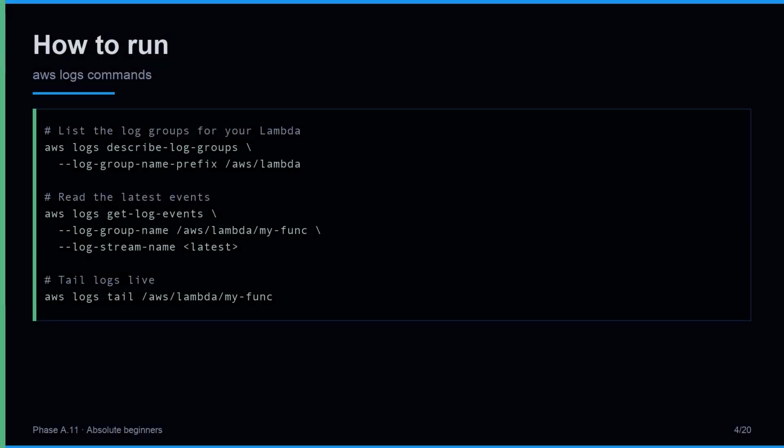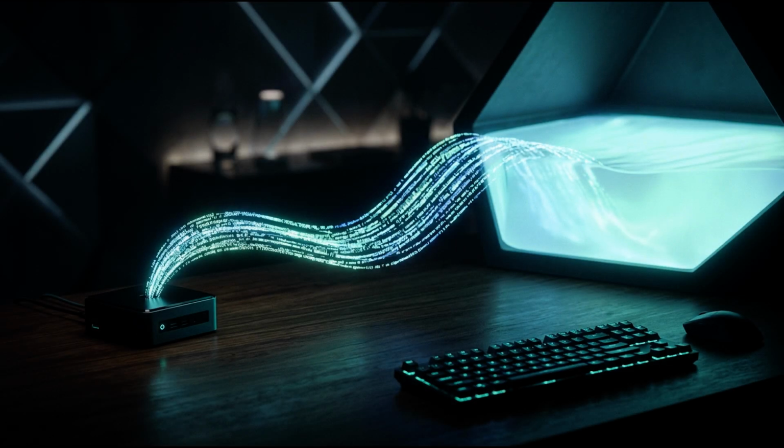Tools first. Three commands cover most of what you do with logs. Describe-log-groups lists every log group whose name starts with the Lambda prefix. Get-log-events reads the events from a specific log stream. Tail follows a log group live, like tail -f on a local file. We will walk each one in detail. The shape is list, read, tail. Your function runs, but where does its output go?